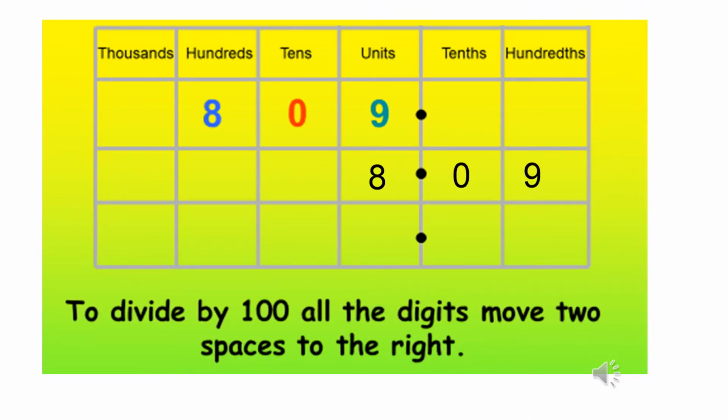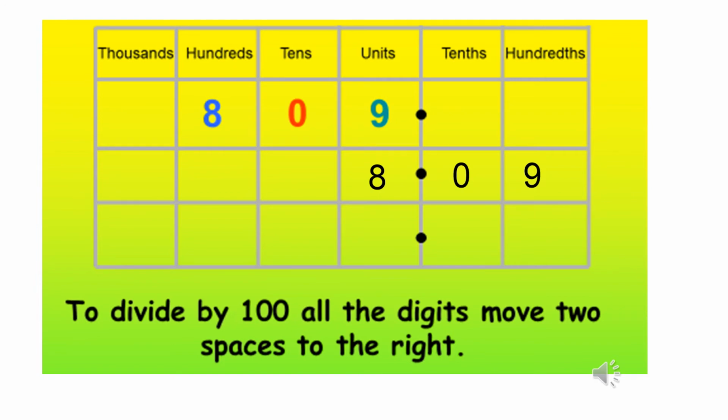And now looking at dividing by 100, you apply the same method, but this time the digits all move 2 spaces to the right. When you are dividing, it's important that you begin with the digit that is furthest to the right. So here I will begin with the 9. So the 9 will go from the ones column across 2 place value columns into the hundredths column.